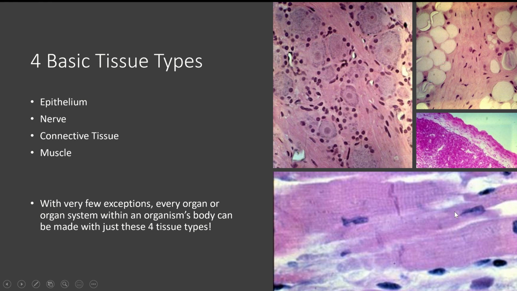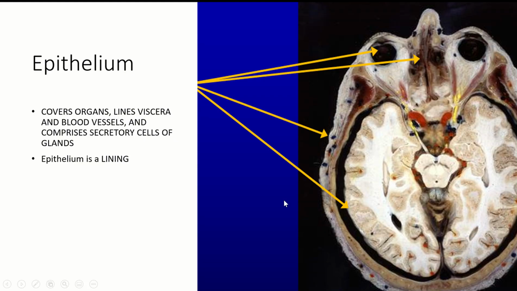And then this is going to be muscle, so this is actually cardiac muscle, the muscle in your heart, and that's what's going to be in charge of contractions, right? So these are our 4 main tissue types, and if you combine all of these in various forms, you'll basically be able to make a person. You'll be able to make an organism. Okay. So the first one, epithelium.